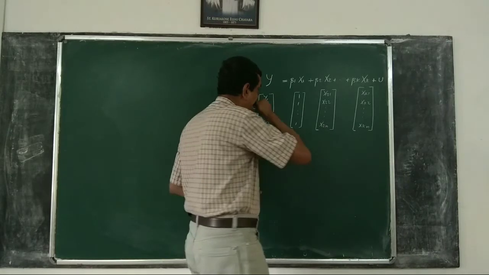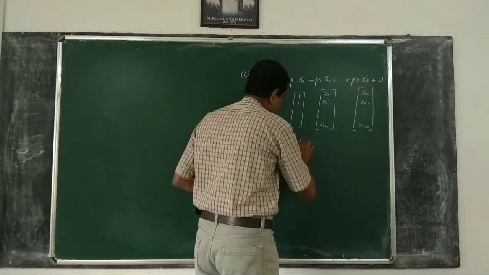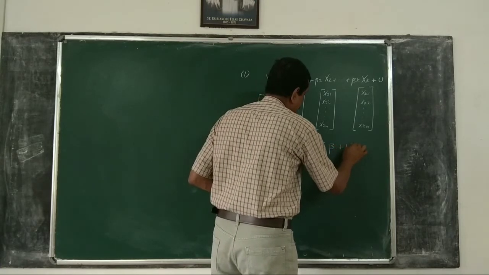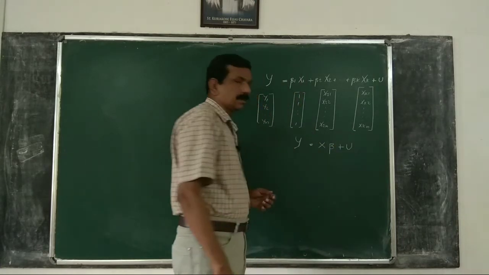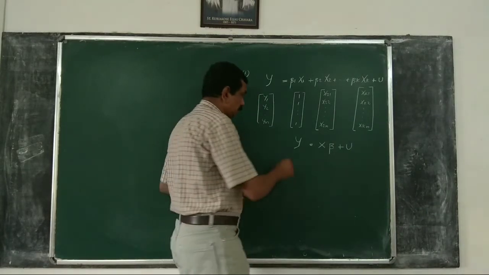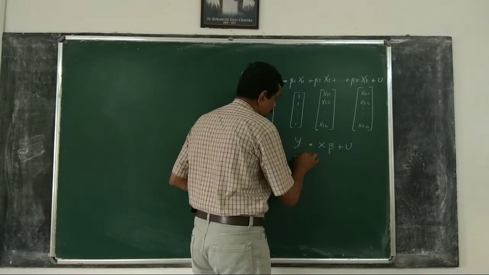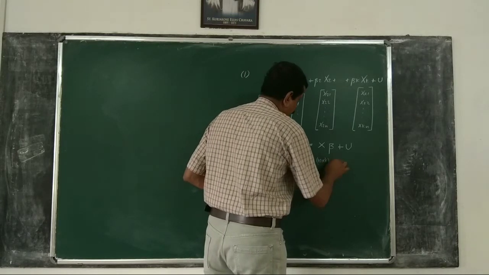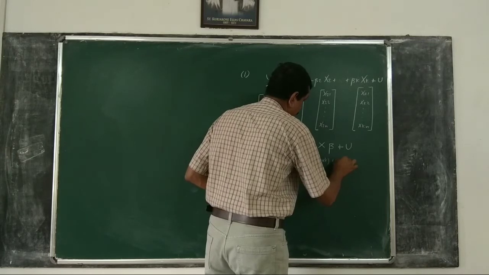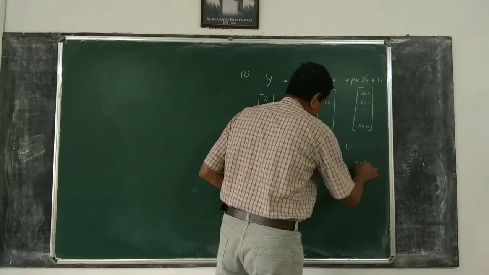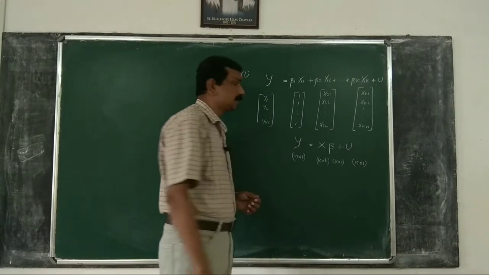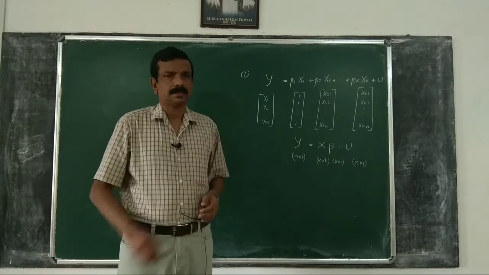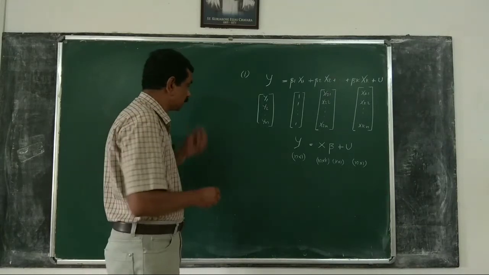And more compactly, we write it as y is equal to x beta plus u, with the orders: y is n by 1, x is n by k, beta is k by 1, u is n by 1. That is the first assumption: linear in parameters, the linear regression model.